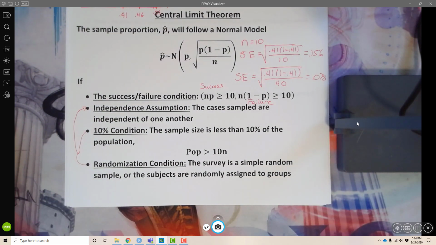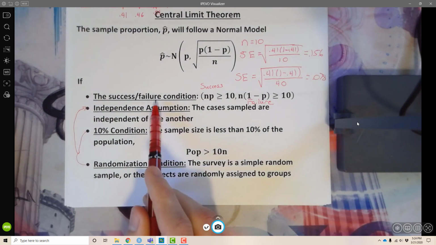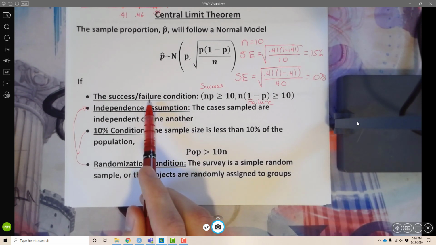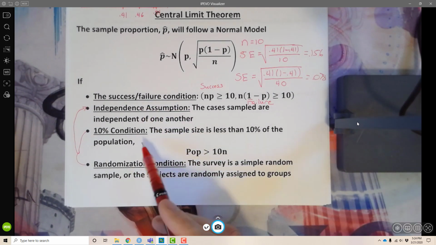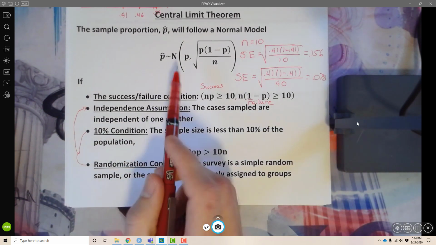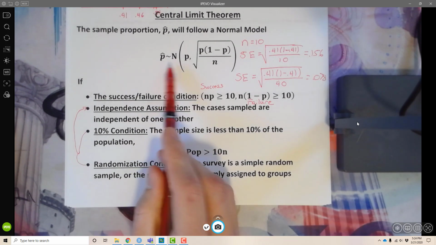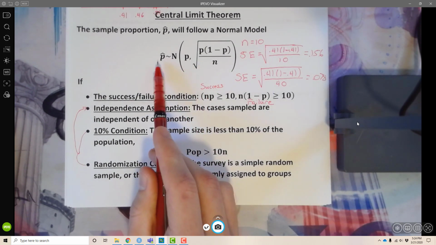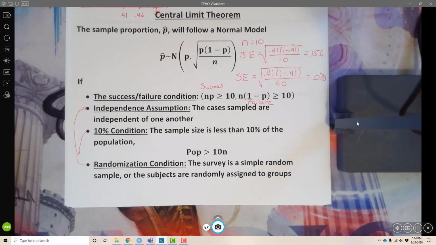So there's really only three things you need to check. Large enough sample size, and when we're working with proportions, a success-failure condition, and we need to make sure our sample size isn't too big, and we want to make sure that we took a random sample from the population that we're trying to learn about. And if all of those are true, then we can use this normal distribution to kind of model what we would expect to see for our sample proportions.